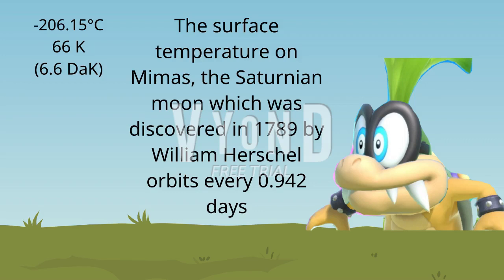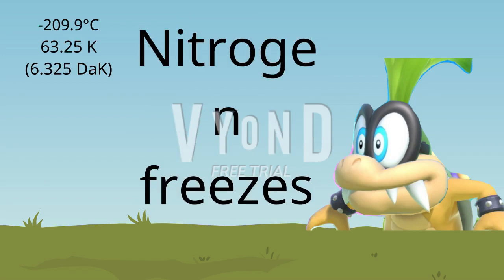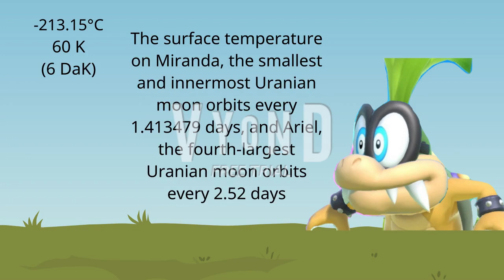That's 66 Kelvin. Nitrogen freezes at minus 209.9 degrees Celsius, or 6.325 decakelvins. That's 63.25 Kelvin. The surface temperature on Miranda, the smallest and innermost Uranian moon, orbits every 1.413479 days, and Ariel, the fourth largest Uranian moon, orbits every 2.52 days, is minus 213.15 degrees Celsius, or 6 decakelvins.